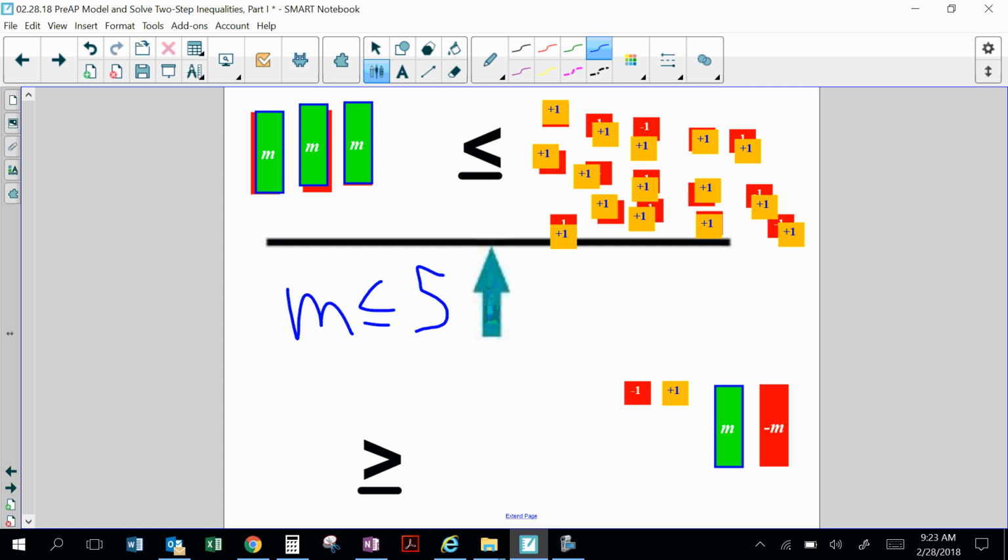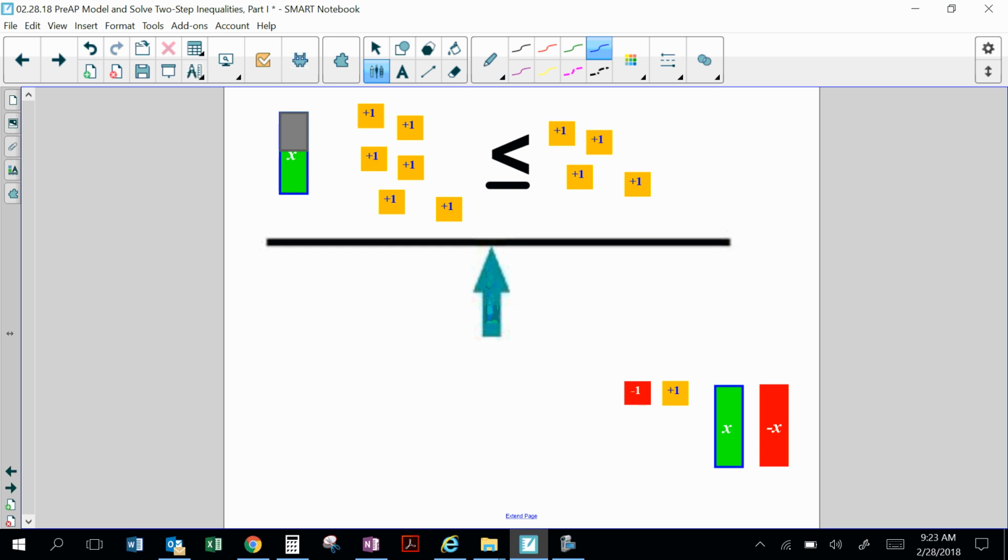Next one, clear off your desk. Take out the following pieces. Take out half of an M. What my class do is they get another piece and they make it stand up so that way they can see half of an M. So half of an X, plus 6 less than or equal to positive 4.